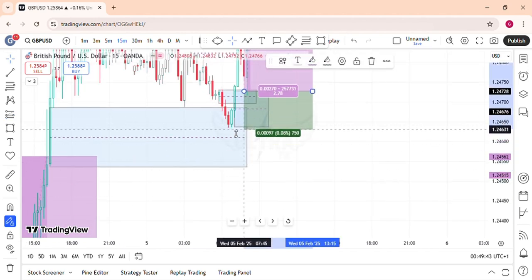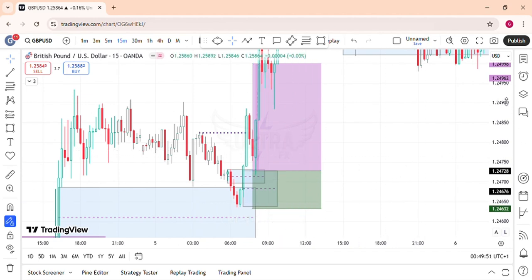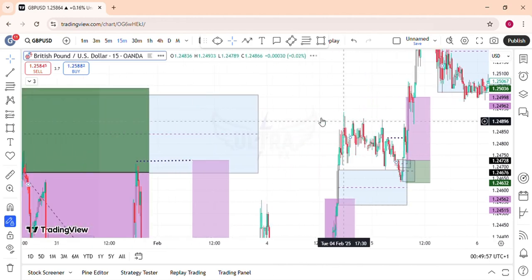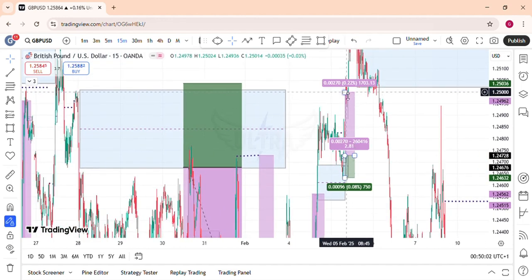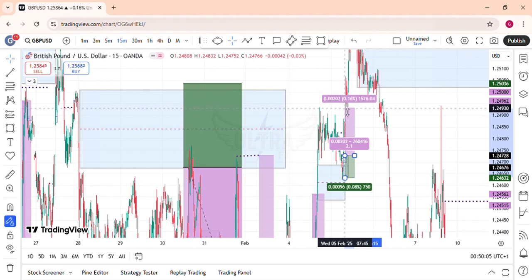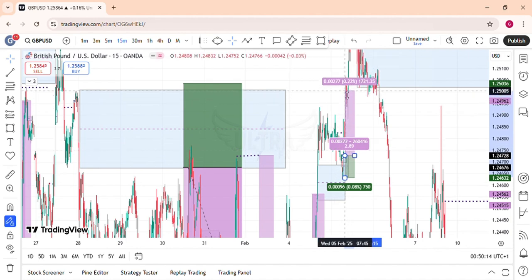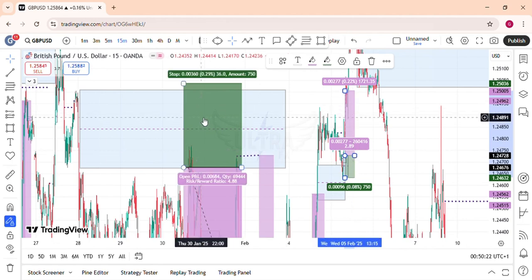To the end of that low that created that fair value gap. So your take profit should be above the previous high. So you could take profits here, which will give you just a risk reward of 1 to 2, or you take profit here, which is this spot here, which will give you a risk reward of 2.89. So let's take this.